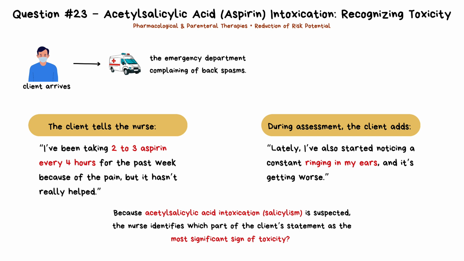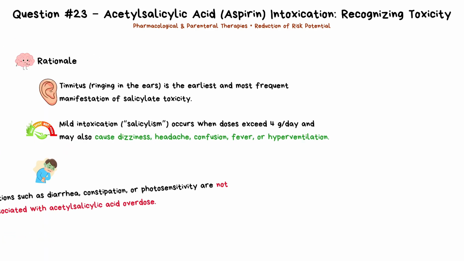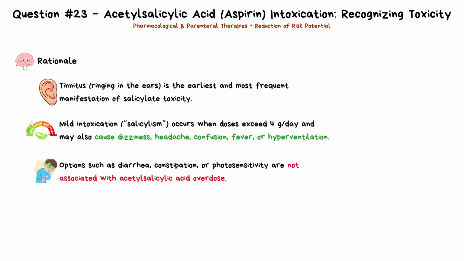The toxic cue is ringing in my ears. Here's why. That ringing, called tinnitus, is the earliest and most frequent sign of salicylate toxicity, also known as salicylism. It usually appears when daily doses climb above 4 grams. As toxicity progresses, you may also see dizziness, confusion, headache, fever, and even hyperventilation as the body tries to correct acid-base imbalance. Diarrhea, constipation, or photosensitivity aren't related to aspirin overdose. Those are distractors.